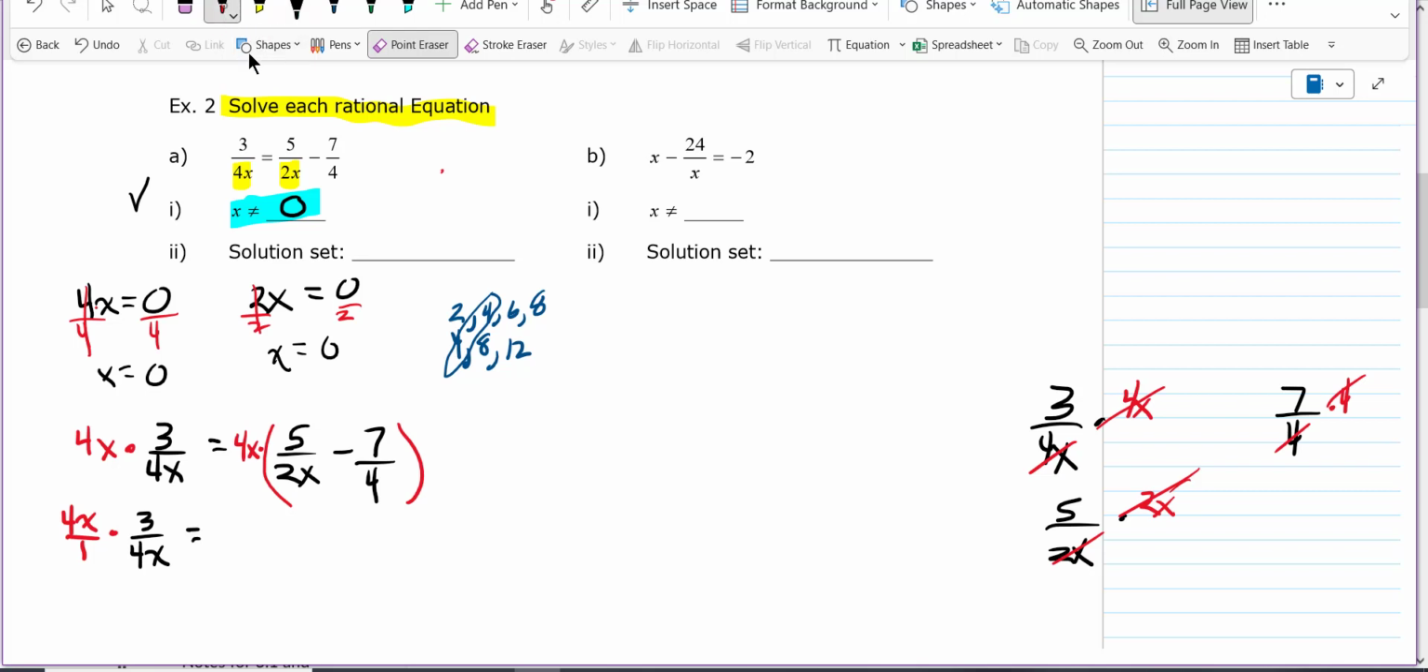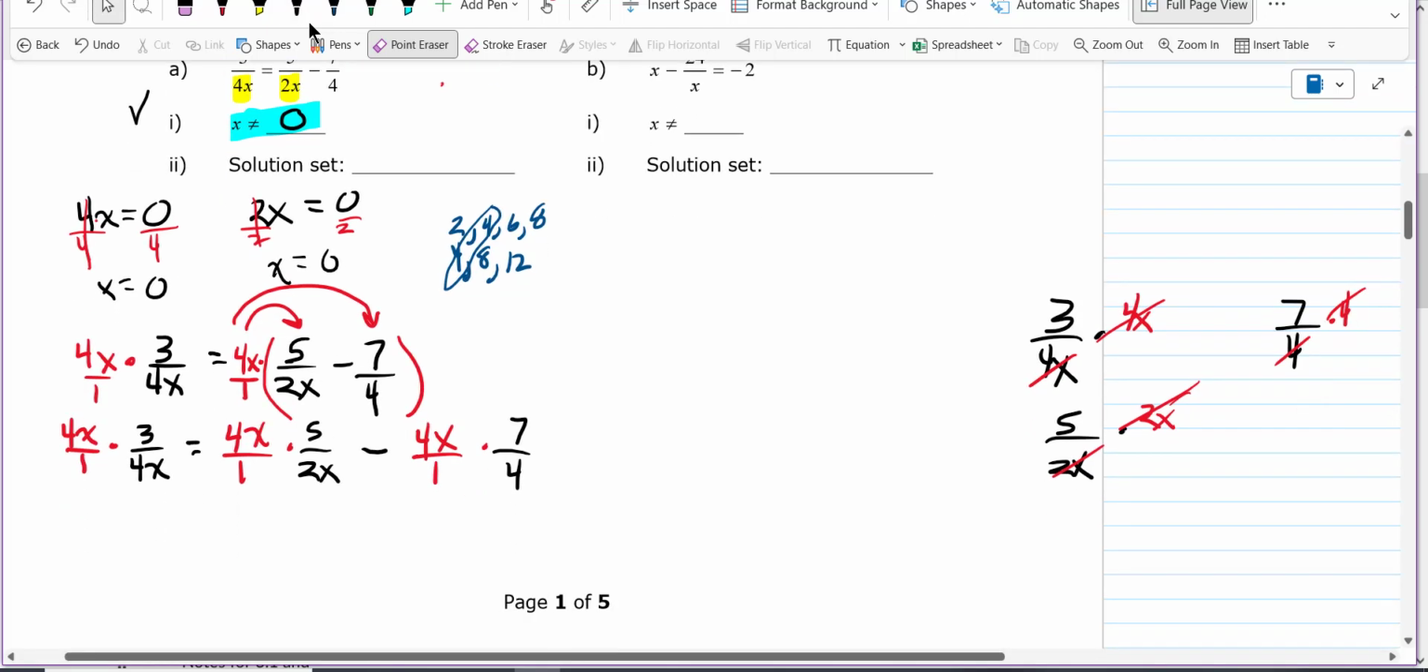Okay, on this side, I'm going to do the same thing. I'm going to put that over 1, both of those, and I'm going to do a distributive property. So I've got 4x over 1 multiplied by 5 over 2x minus, and then I'm going to distribute here. So I'm going to have 4x over 1 multiplied by 7 over 4. So you want to multiply by that denominator.